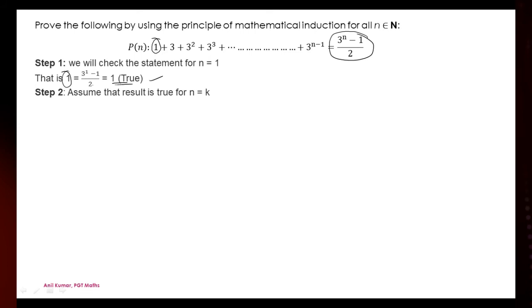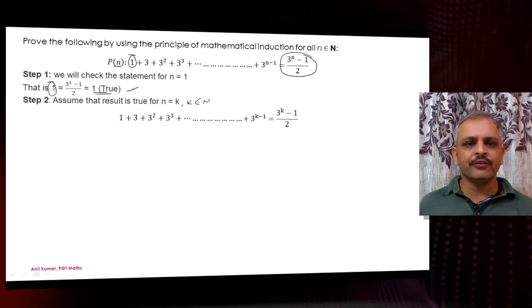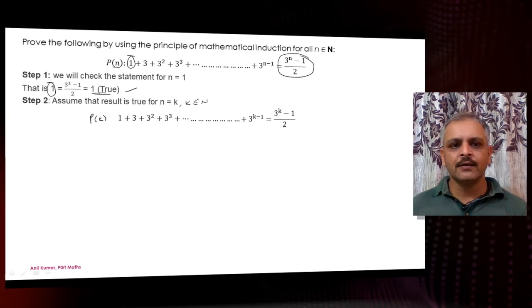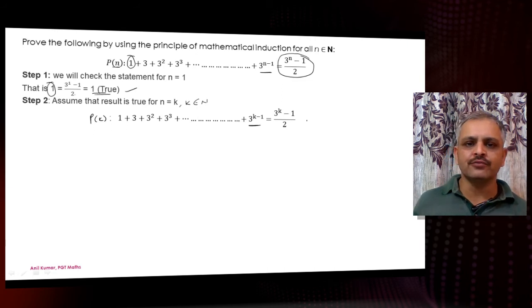Second step will be, we will assume that the result is true for n is equal to k, where k belongs to natural numbers. So, inductive hypothesis. Replace this n with k. The statement will look like 1 plus 3 plus 3 square plus 3 cube up to 3 raised to power k minus 1, and the right hand side will become (3 raised to power k minus 1) by 2.